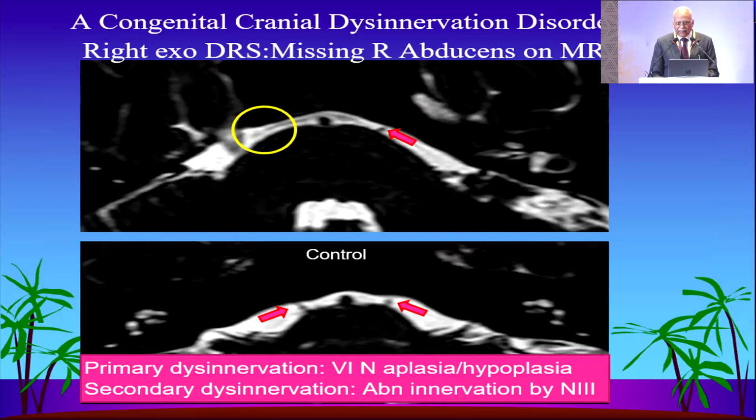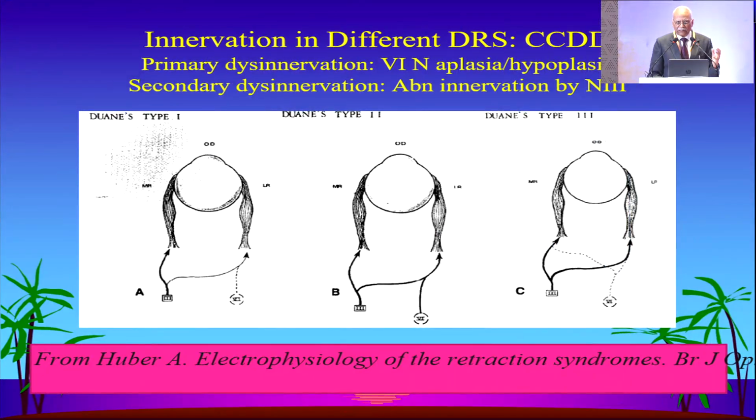And the reason behind Duane's retraction syndrome, we know, is a nerve problem. It's a problem in the development of the sixth nerve. So nowadays we call this a group of congenital cranial dysinnervation disorders, or CCDD. Okay? And CCDD always has a primary disinnervation. In this case, it's a sixth nerve problem. And the secondary disinnervation is the abnormal paradoxic innervation which is happening. So when does this problem happen? Usually it is happening in the first trimester of our birth.